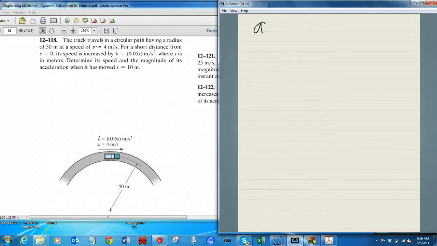What was the formula for acceleration in the tangent and normal directions? Acceleration is equal to v dot in the tangent direction, plus speed squared divided by radius of curvature in the normal direction. Okay, so let's plug in. What's v dot?